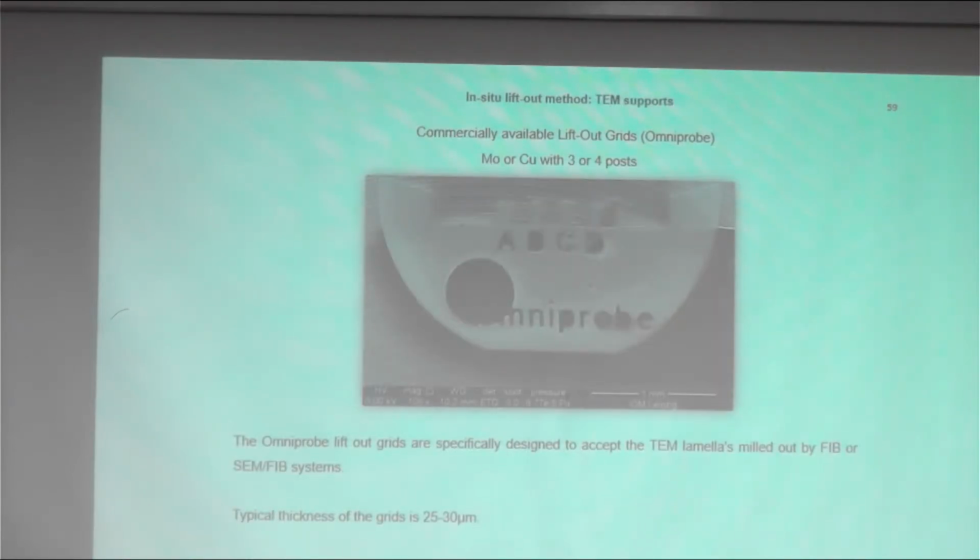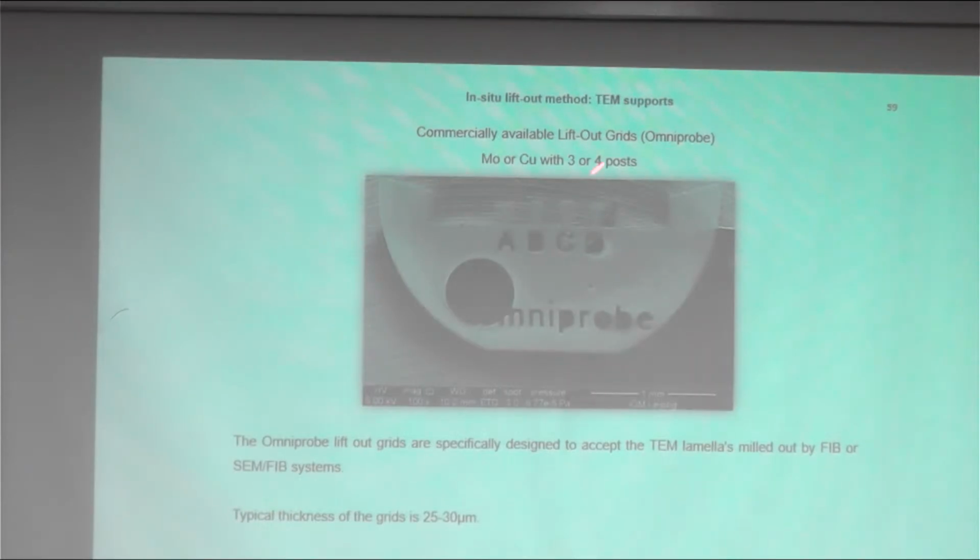So now to the in situ lift-out method. For this method you have an internal manipulator, and you can use it to transfer your FIB lamella like this to the special grids. These are called FIB grids. They have different posts here. They can be made of different materials, molybdenum or copper, depending on the composition of the sample.